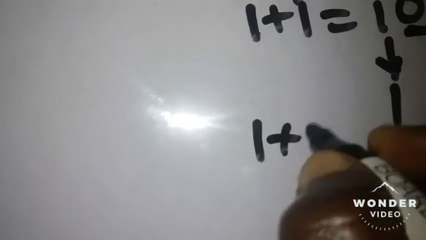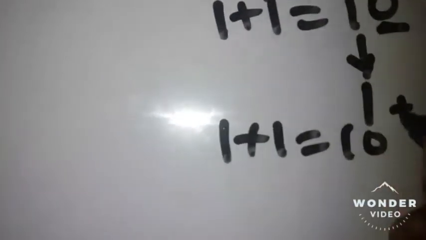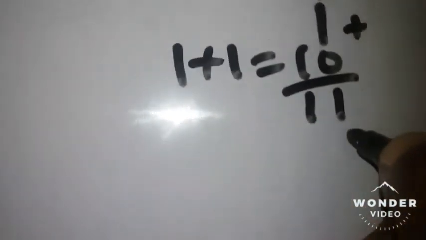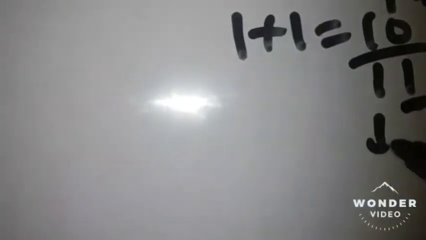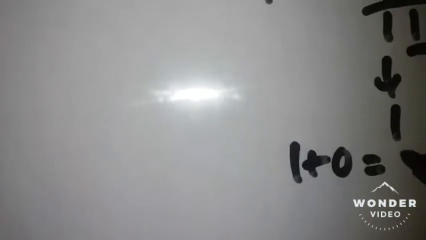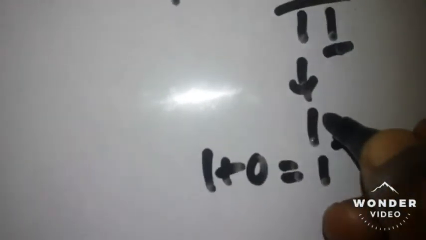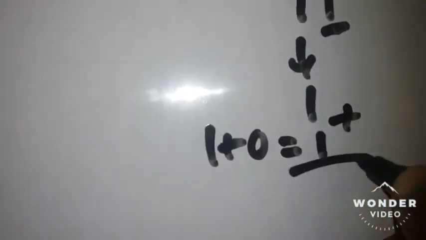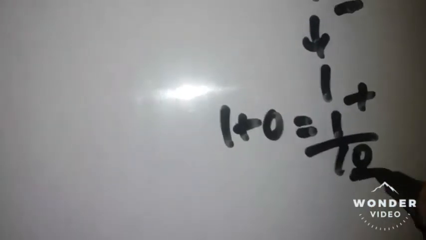Write 0. Carry down your 1. So 1 plus 1. You've carried down your 1. You have another 1 plus 1 is 10, plus the 1 up, that is 11. Write 1. Carry down the next 1. So we have 1 plus 0. Let's write it. 1 plus 0 is equal to 1, plus the 1 up here is 10. Write 0.